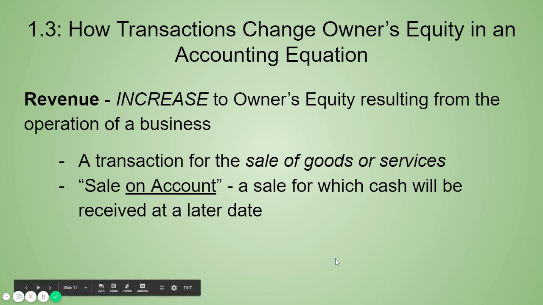So a transaction for the sale of goods or services is revenue. So when you read in the transaction that says sales on account, this affects our sale for which cash will be received at a later date. Anything that says on account will either be at a later date that we owe or we will receive.